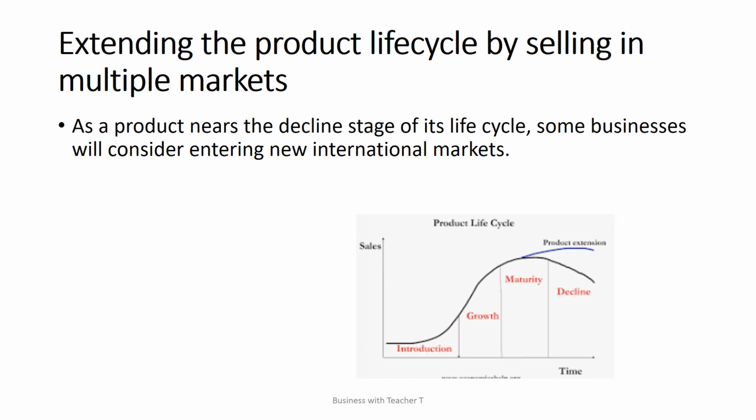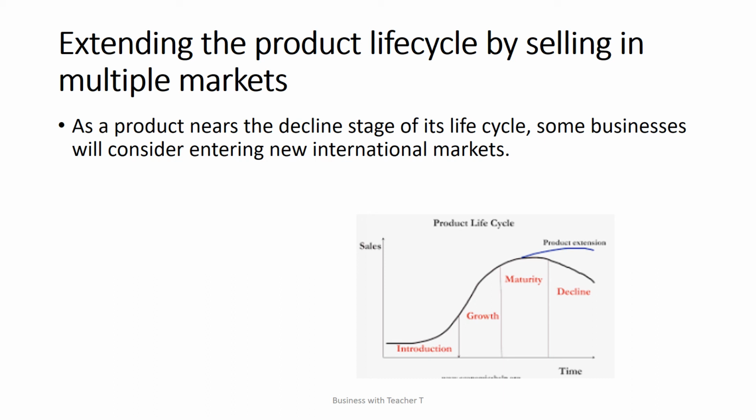The final condition that might prompt trade is extending the product lifecycle by selling in multiple markets. Now, hopefully you remember the product lifecycle from theme 1 last year. If not, please go back over your notes, look through your textbook and review the product lifecycle.